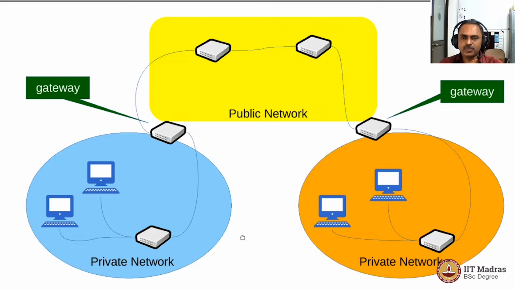So here is how most of our daily life would be. That is, we are at home in a private network. Our computer is connected to the telephone as a hotspot, and then the telephone is connected to the internet service provider, let us say Jio or Airtel or whatever, and then it is able to access the internet. So public network is basically the internet, and a lot of routing of packets happens within the internet.